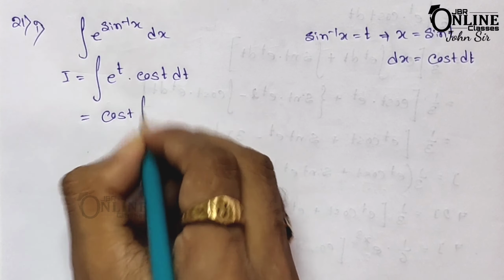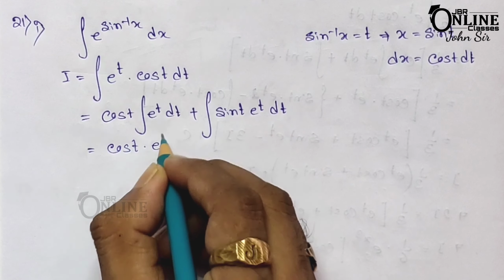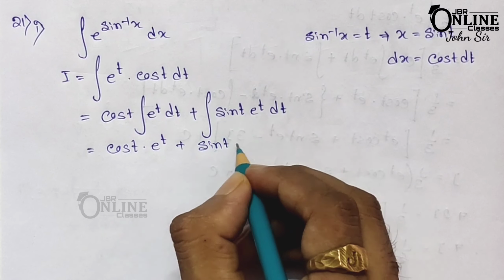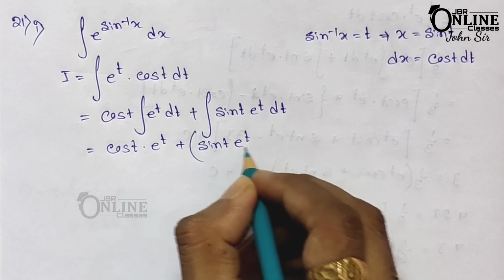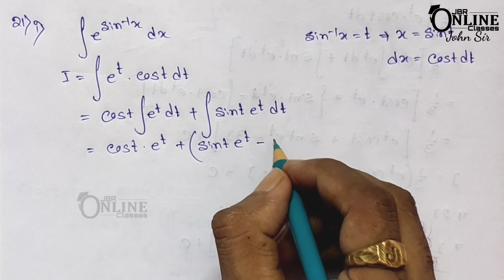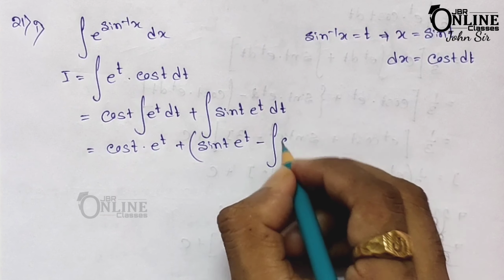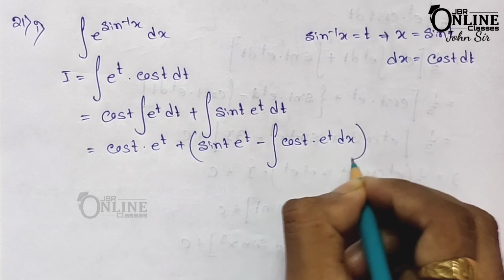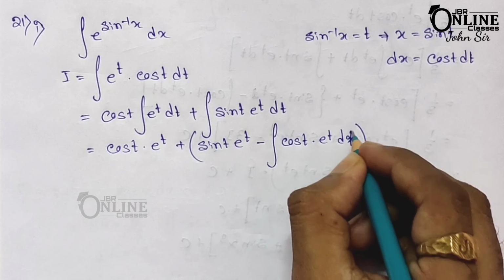So first cos t, then e to the power t dt, minus then derivative of cos t, that equal to minus sin t, then e to the power t dt. Okay, so it will be now cos t e to the power t plus, so first here sin t, then integration of e to the power t, so e to the power t, then minus, then integration derivative of sin t, that equal to cos t, and then e to the power t dt.